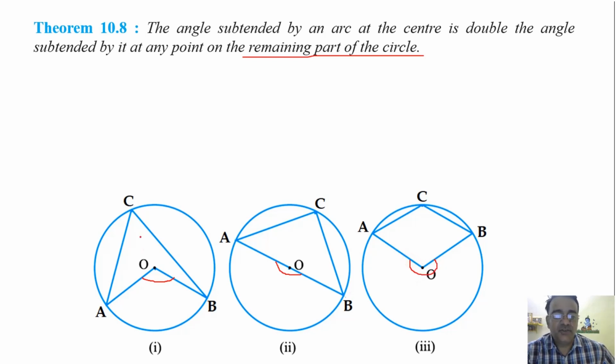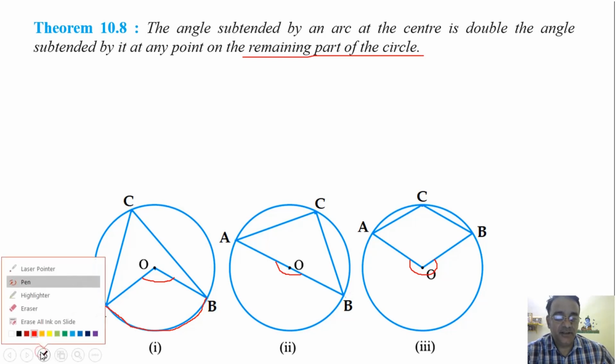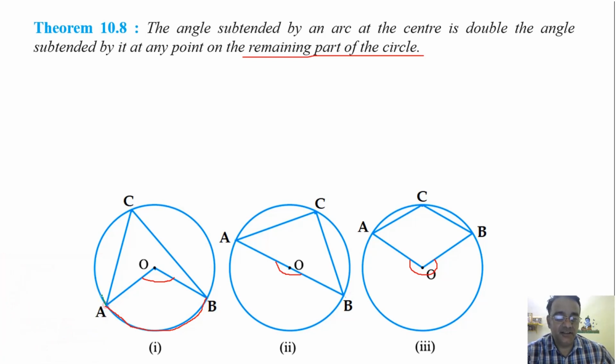Okay, so अगर ये AB arc हम लोग ले रहे हैं, so what is the remaining part of the circle? This one. Okay, उसको मैं एक काम करता हूँ, green से draw करके दिखाता हूँ. This is the remaining part. अब remaining part में कहीं पर भी angle वो बनाएगा, wherever it will make, this angle is double of this angle. Right? Statement is clear? And we have to take up all the three cases.